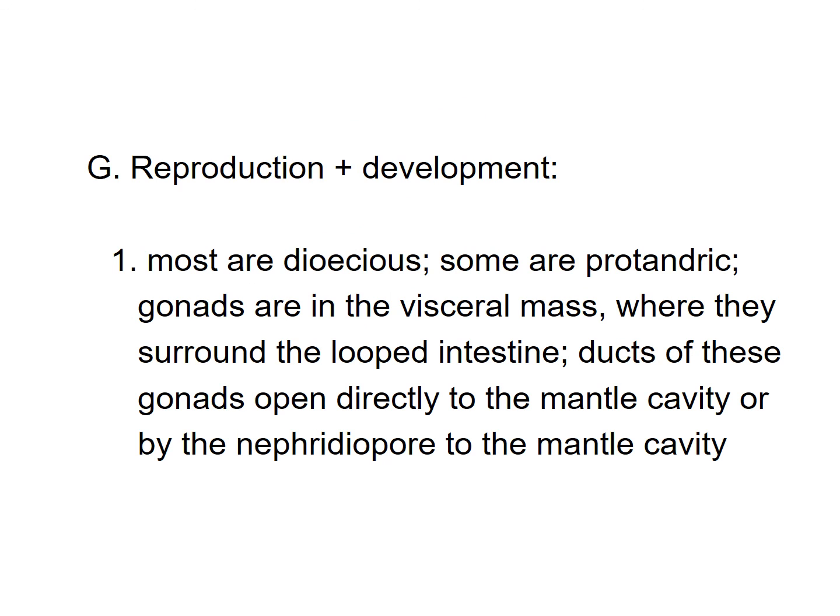We'll now start talking about reproduction and development. So most bivalves, there's a male individual and a female individual, although some have both gonads, male and female, in the visceral mass. Nonetheless, the gonads are kind of around the looped intestines, and the ducts from these gonads open directly into the mantle cavity, or perhaps by the nephridiopore from the kidneys to the mantle cavity.